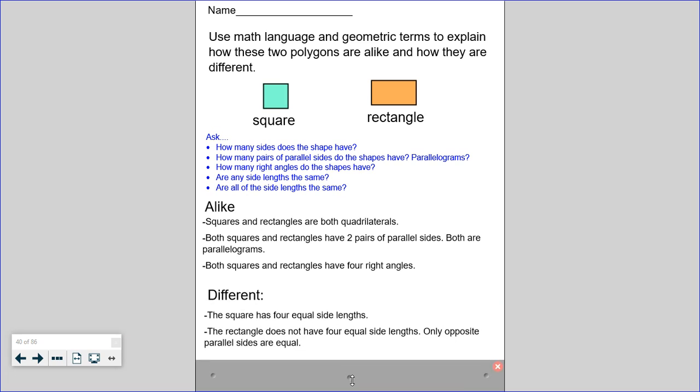Okay, let's see. How could they be different? The square has four equal side lengths. The rectangle does not have four equal side lengths. Only the opposite parallel sides are equal.